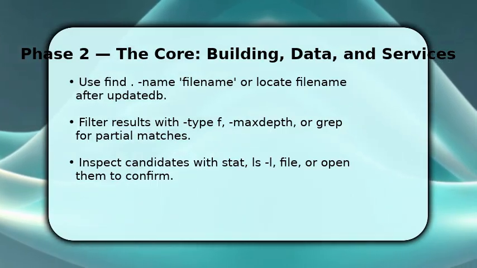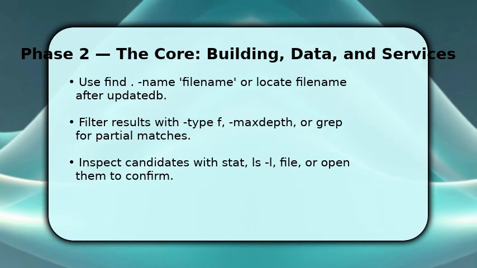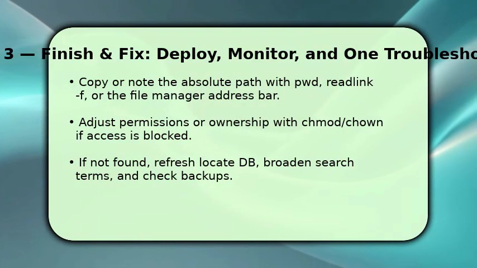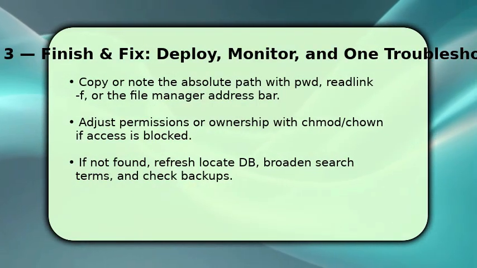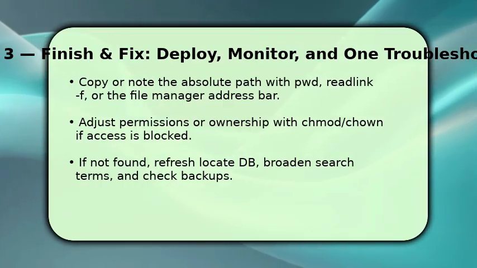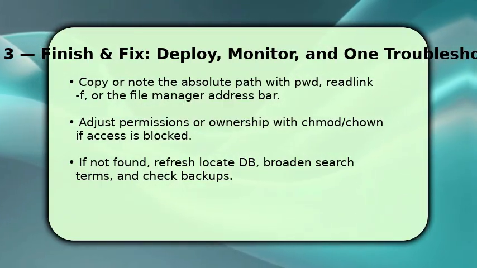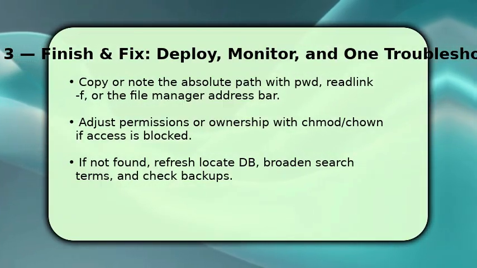Finally, record the absolute directory using pwd, readlink -f, or the file manager address line, and move or copy the file as needed. Once done, verify access and fix permissions or ownership so programs can use the file.